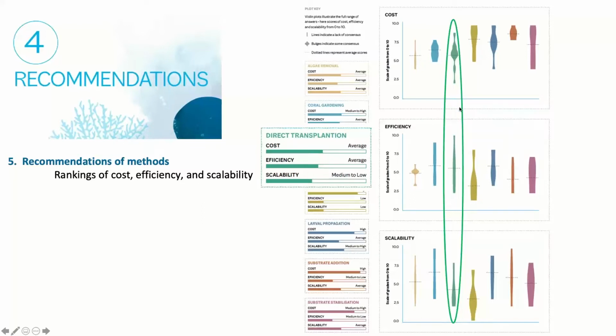In terms of efficiency now, you can see that it's quite a straight line, so we don't have as much consensus among experts, and it's average as well. Scalability, again, not really any consensus, and then it's average to low.